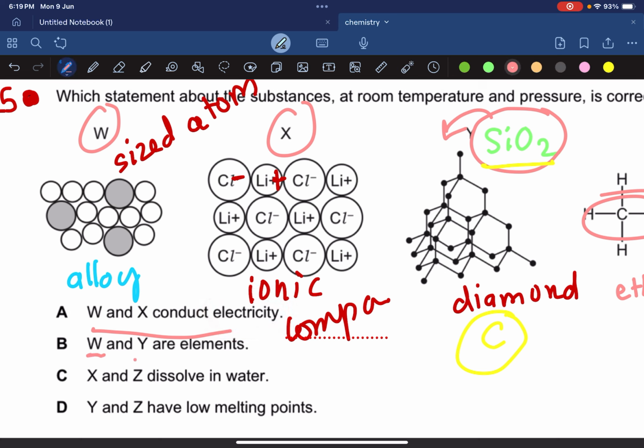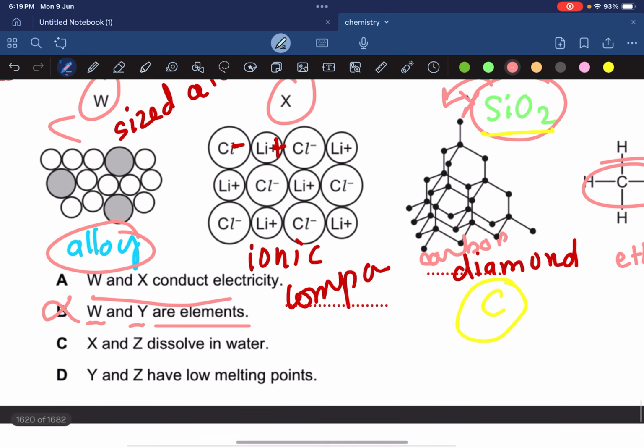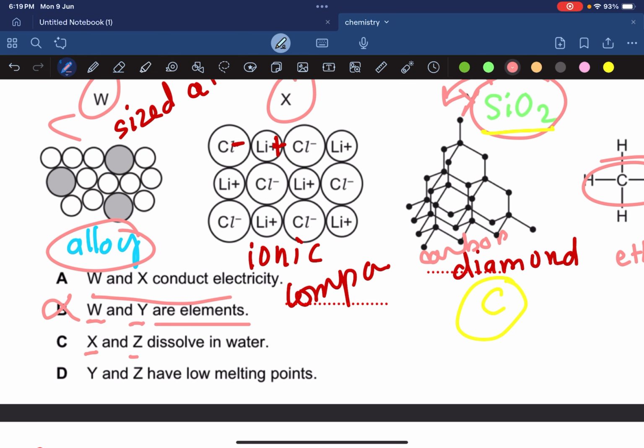W and Y are elements. No, this is not an element. Y is an element, Y is carbon, but W is an alloy. Alloys are mixtures of elements. So cross this out. X and Z dissolve in water.